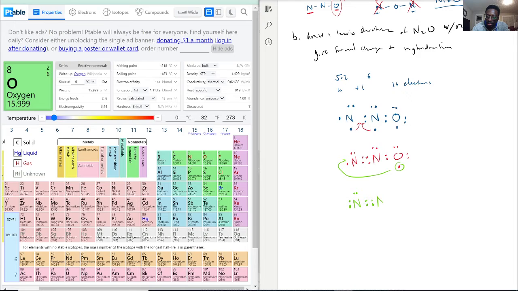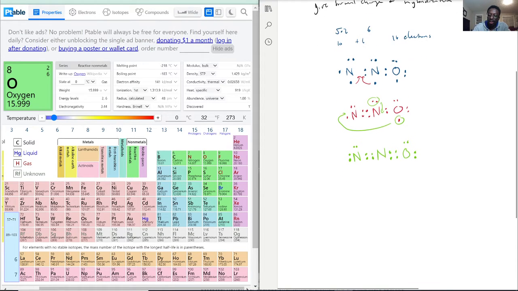Double bond still. No, wait, that wouldn't work. Actually, yes. And then we move this to here to form a double bond here. The reason why we just did that is because oxygen still needs the octet rule. So this would be one of them, okay?